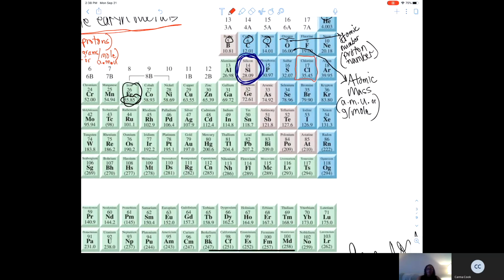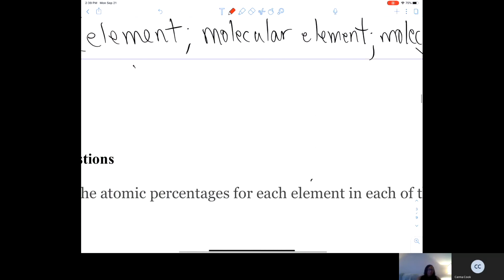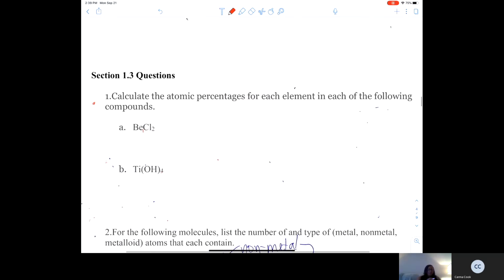So the atomic number for chlorine is 17. So there are 17 protons in the nucleus of a chlorine atom. And chlorine's atomic mass is 35.45 grams per mole. So therefore, to calculate the atomic percentages for beryllium and chlorine in this compound, we need to first determine what's called the molar mass for BeCl2. The molar mass for any compound is just the sum of the atomic masses that we find on the periodic table.